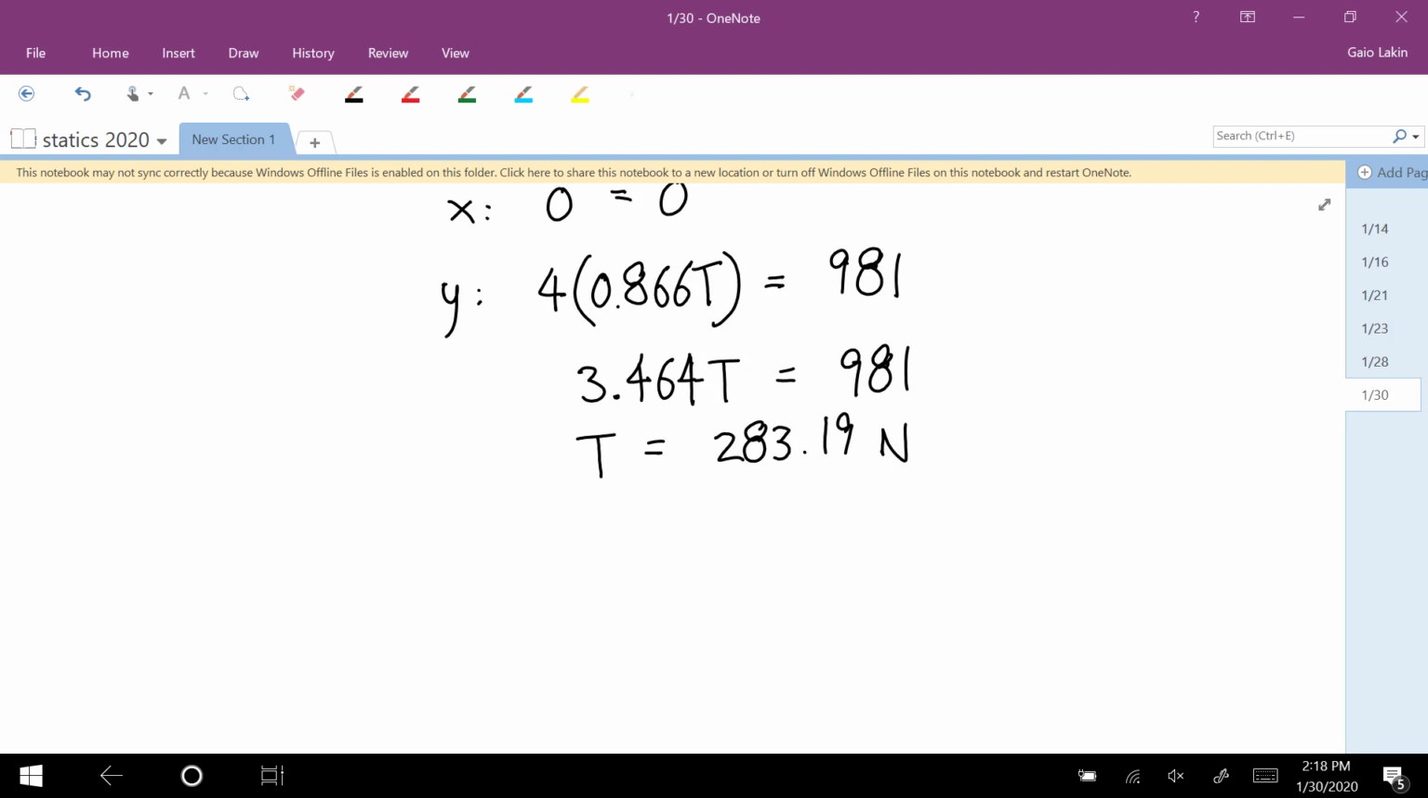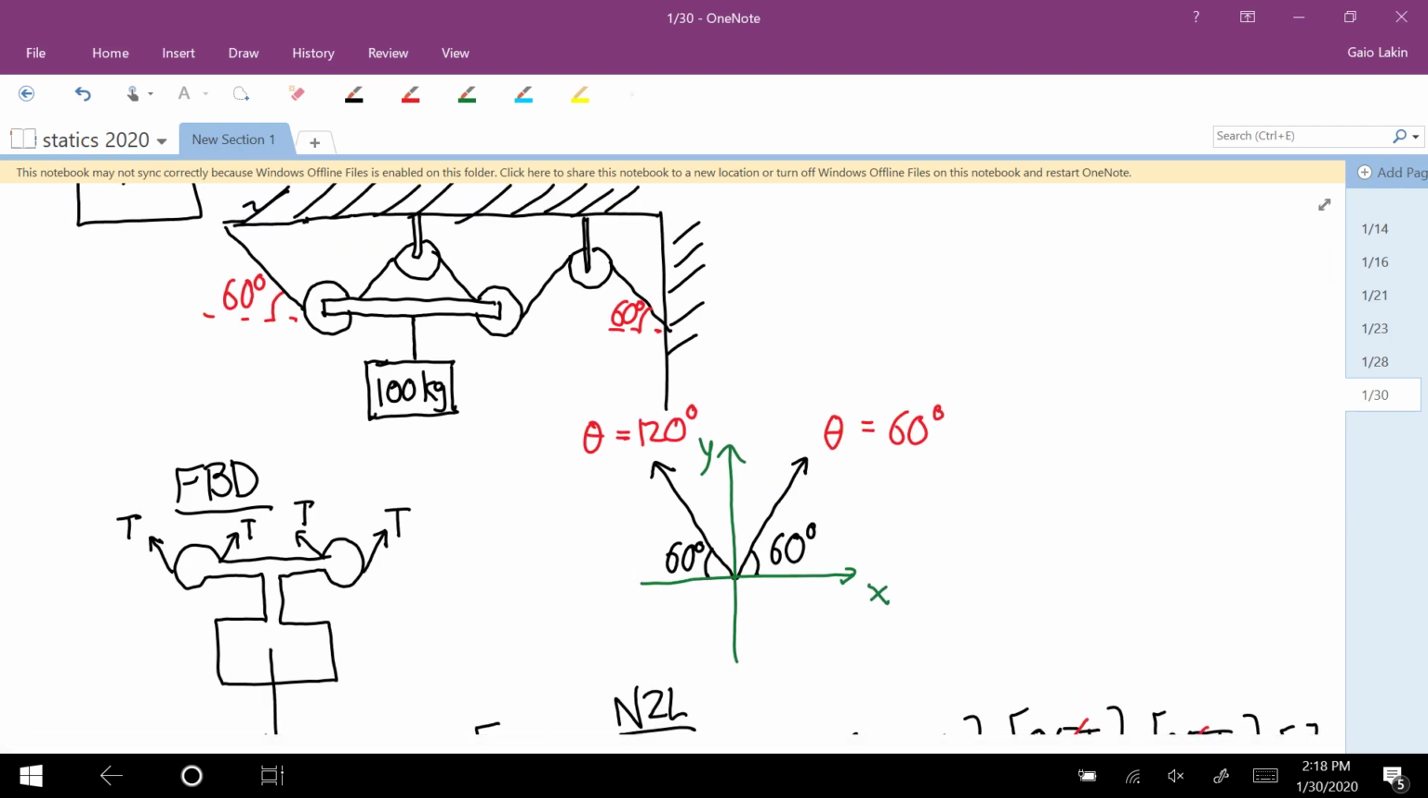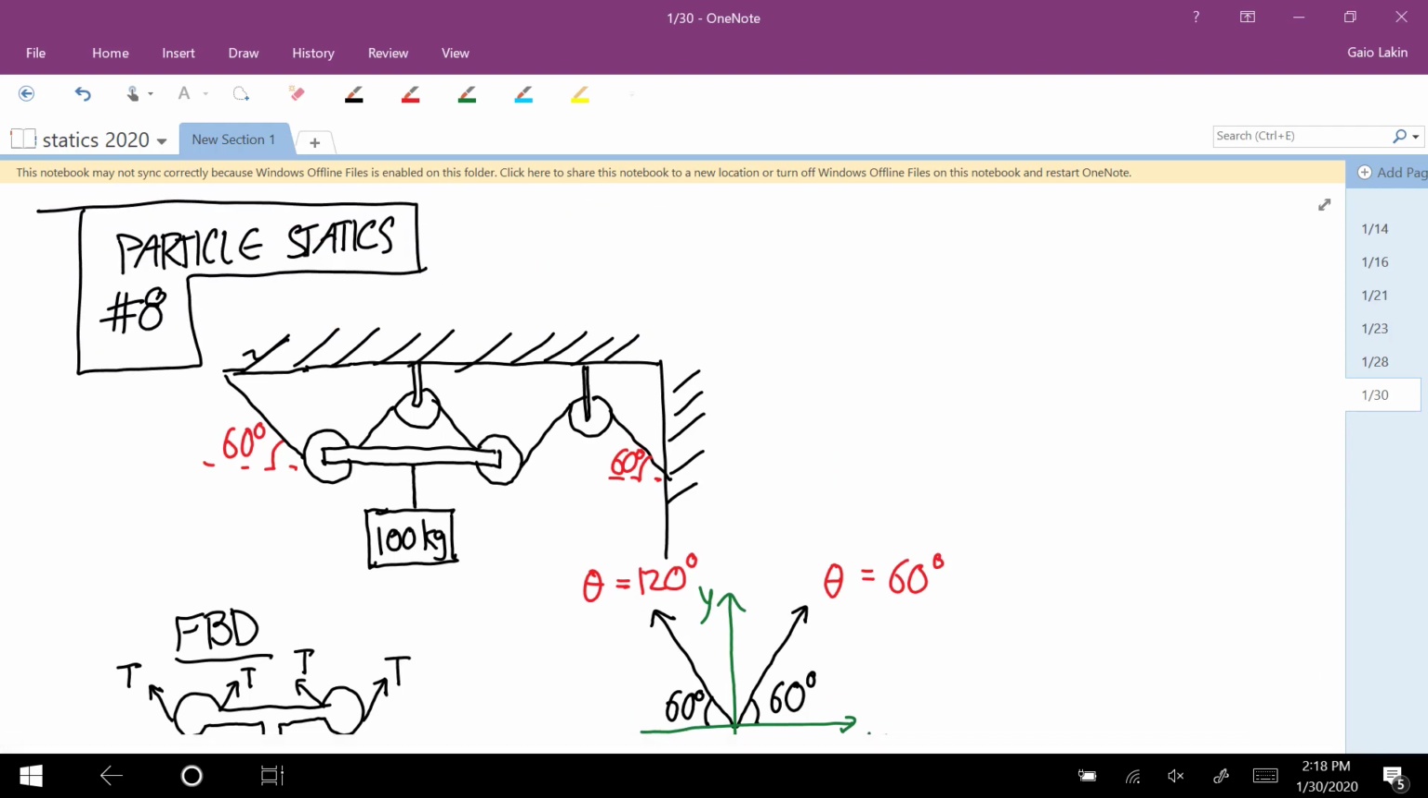So if you're talking about the force that the cable applies to the wall, a cable force is always parallel to the cable, away from the body. So that force is going to be this way, right? And so it's represented by this direction. So the angle is 120. So it would be 283.19 times cosine and sine of 120.